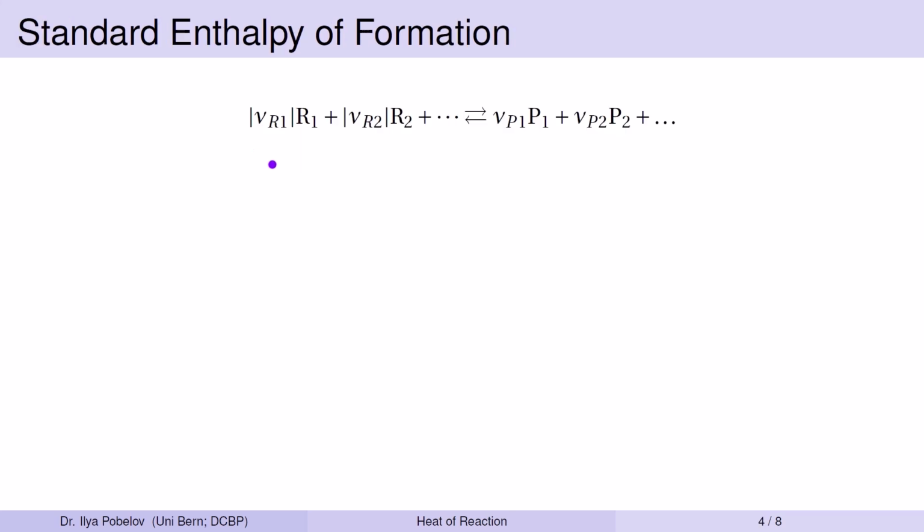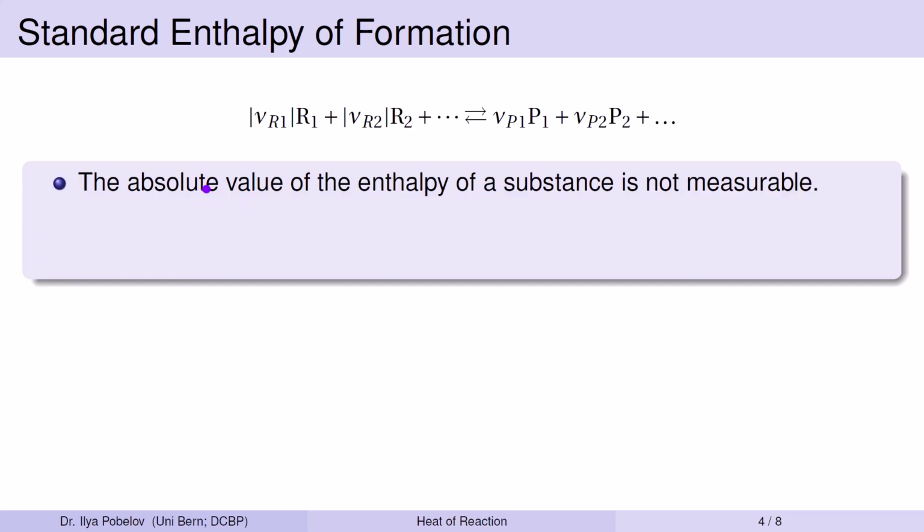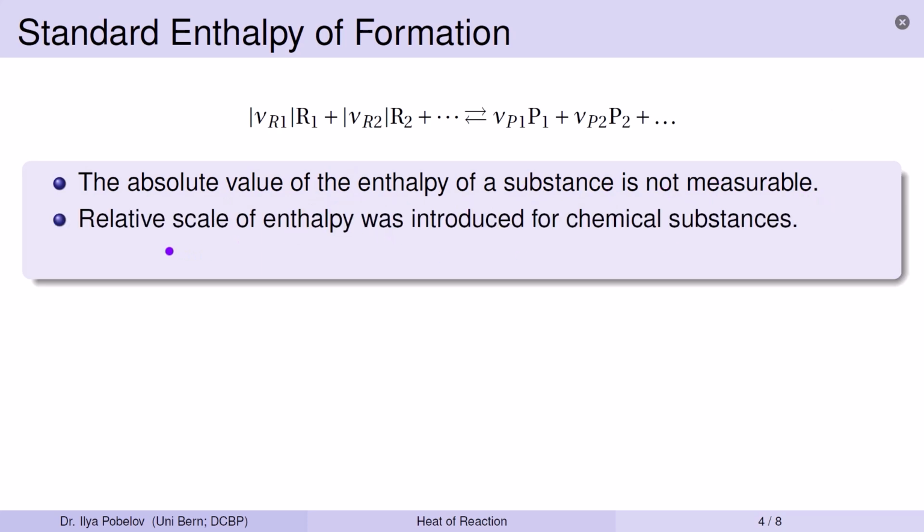How can we determine the reaction enthalpy? It is not as straightforward as calculating the difference between the total enthalpies of products and reactants. Why not? Because the absolute enthalpy value of a substance is immeasurable. To address this, a relative scale of enthalpy was introduced, quantifying it for chemical substances.